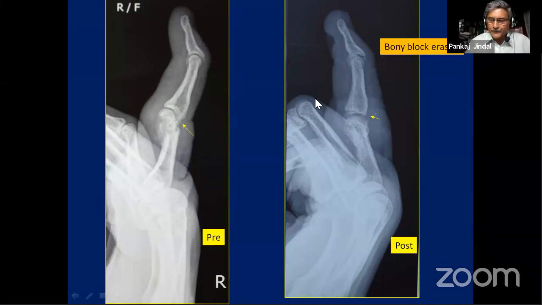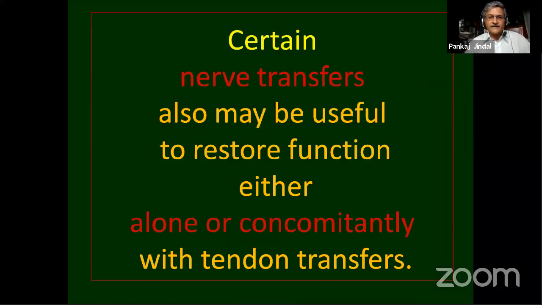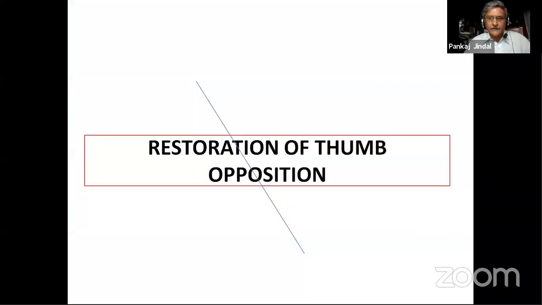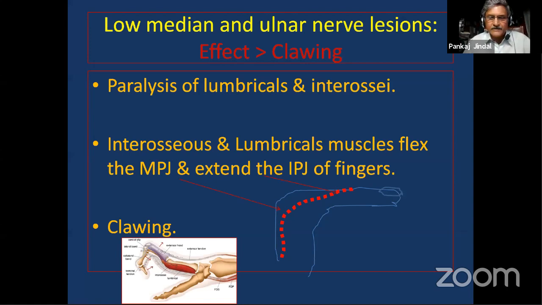Therefore, again, very important here, the correction of the joint deformity should be set in order before any surgery can be carried out. Certain nerve transfers may also be useful to restore function of the hand alone or concomitantly, and this has to be considered as well. I'm not going to talk about this right now.